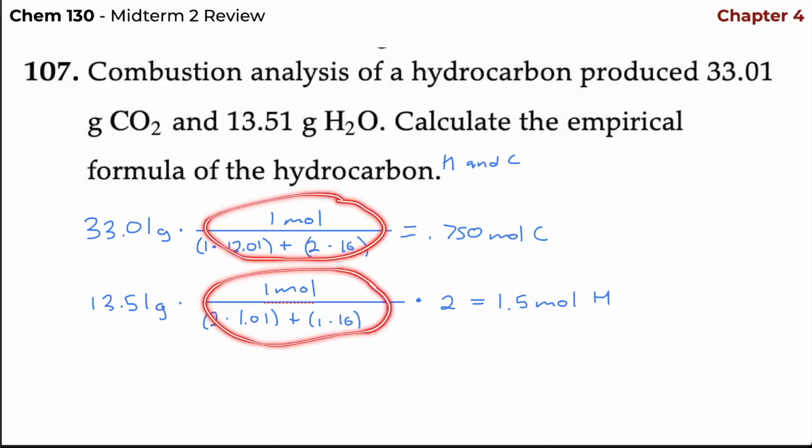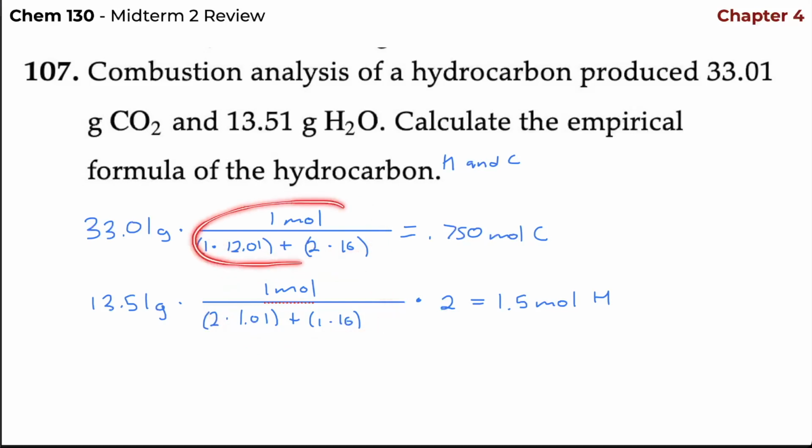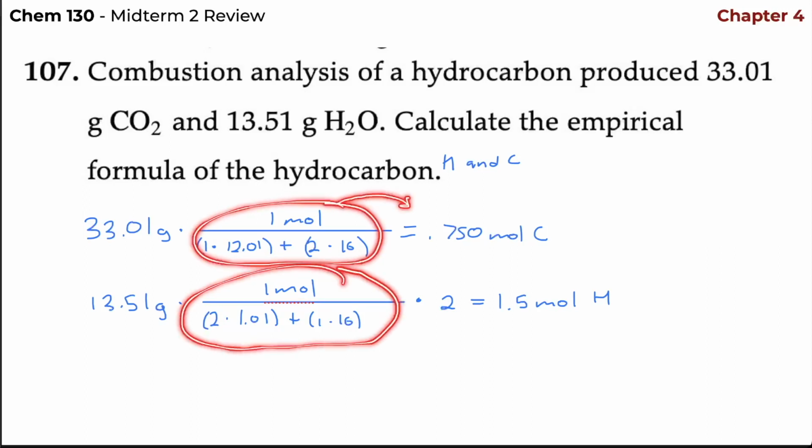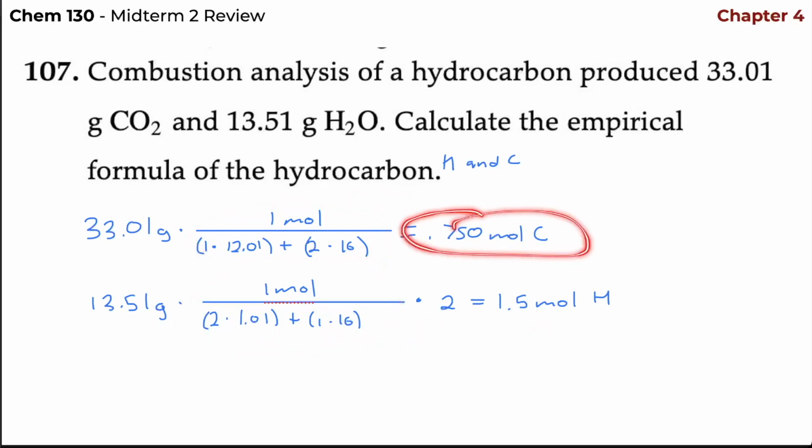And now that we have the number of molecules in moles, we can take each of these molecules, and we know that for each CO2 molecule there's one carbon atom, and for each H2O molecule there's two hydrogen atoms, right? And that gives us 0.75 moles of C and 1.5 moles of H.